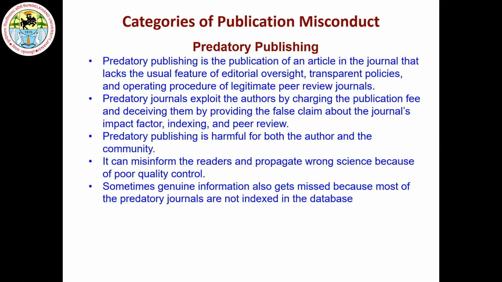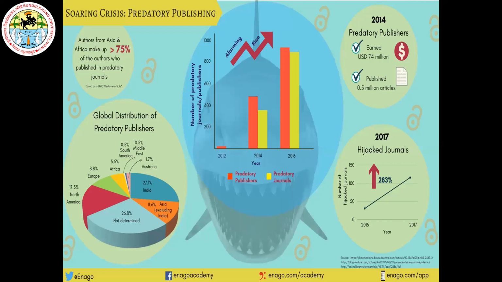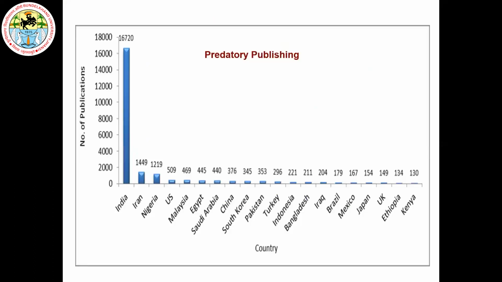Okay, so now this is a listing of predatory journals published by different countries. Okay, so you can see India is the highest. You can see there are a large number of publications coming in the predatory journals. Okay, but the US is also involved, but with a smaller number.